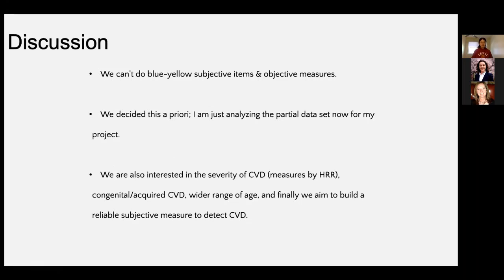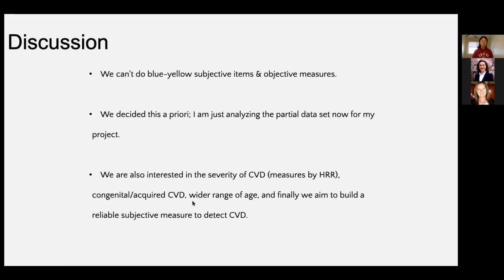So again, we can't do blue-yellow subjective items and objective measures correlation because our sample of the blue-yellow color deficiency is a 0. So that's why we're trying to continue doing our research and collect more and more data. We decided this is a priority. I'm just analyzing the partial data set for now for my project. And also the reason that we're continuing our research is because we're also interested in the severity of the CVD. This can be measured by the HRR, as I mentioned before, but we don't have enough data for analyzing it. We are also interested to see the difference between the congenital and acquired CVD.